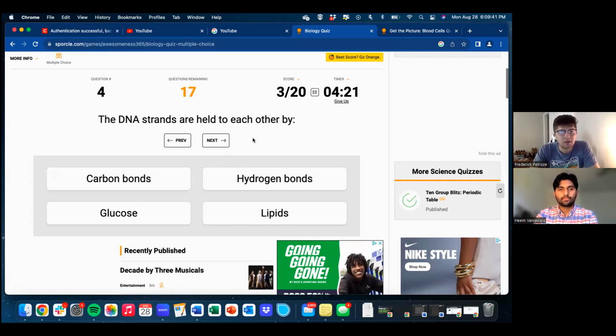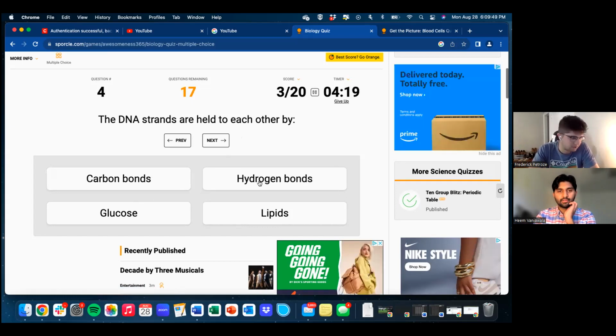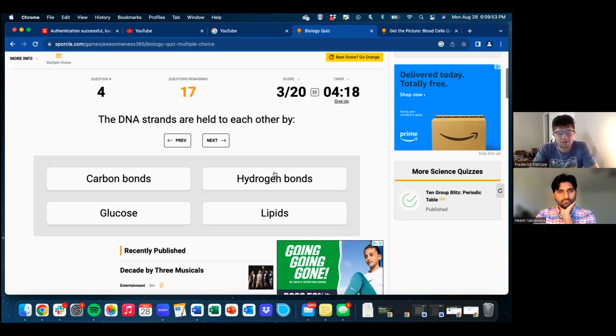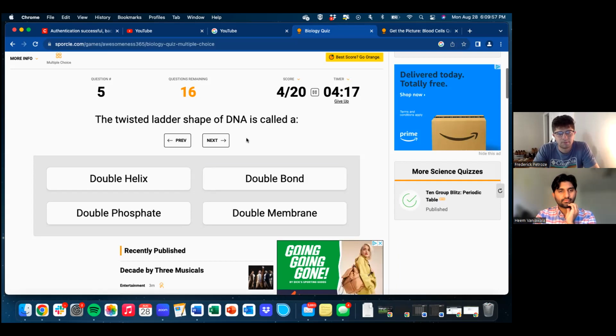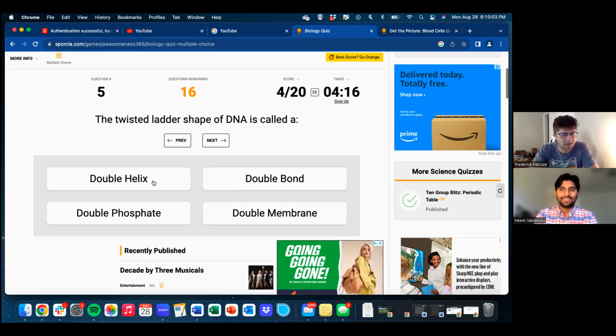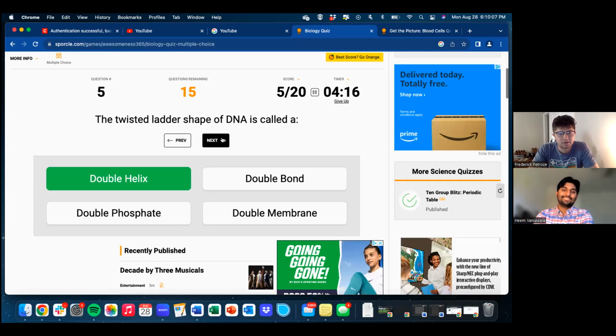The DNA strands are held to each other by what? We just said it. Hydrogen bonds. Yes. That's a good one. The twisted ladder shape of the DNA is called, I was just saying this, a double helix. It's a helical shape.